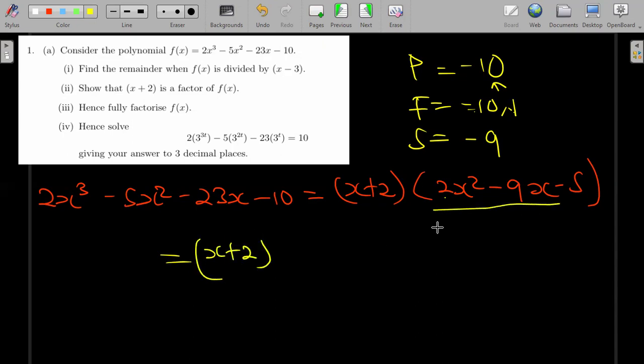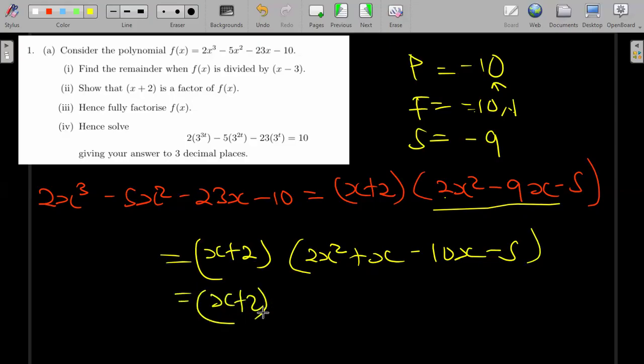And then now we factorize this. So when we factorize that, it will be 2x squared, okay, and then plus x minus 10x minus 5. Okay, so this will be in brackets like that. So this will be x plus 2. And then here we are going to group them. So this part with this, and then that part with that.